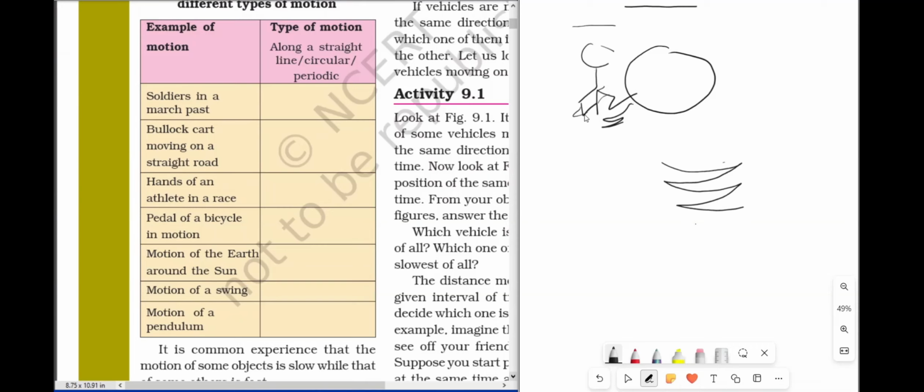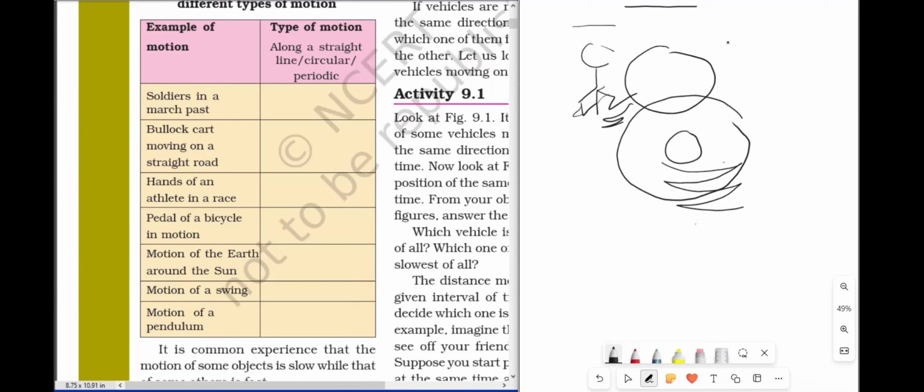The next is pedal of a bicycle in motion. तो जब आप किसी बाइसिकल पे बैठते हैं, आप सभी ने साइकिल चलाई होगी, तो जब आप पैडल मारते हैं तो हम देखते हैं कि हमारा पैडल राउंड एंड राउंड जाता है. The motion of the earth around the sun. Again, this is very simple. The earth revolves around the sun in a circular path. So if this is the sun, the earth goes around it in a circular path.